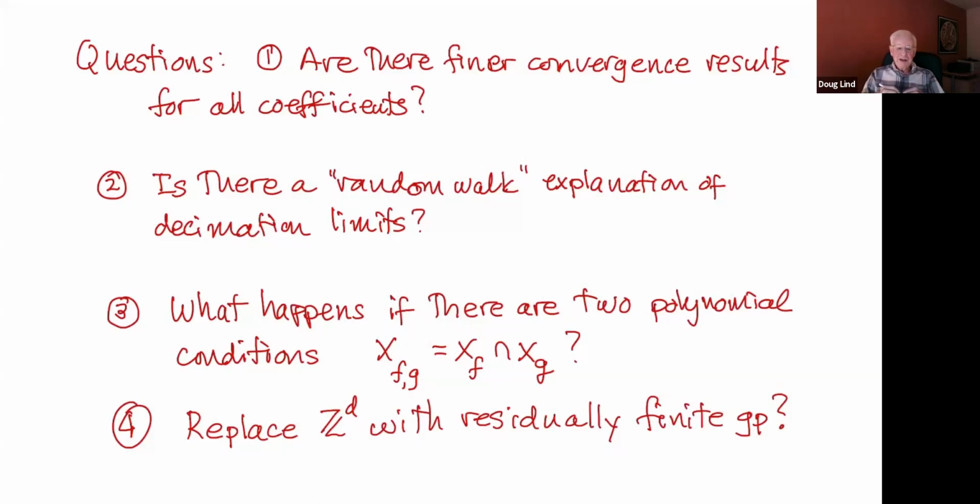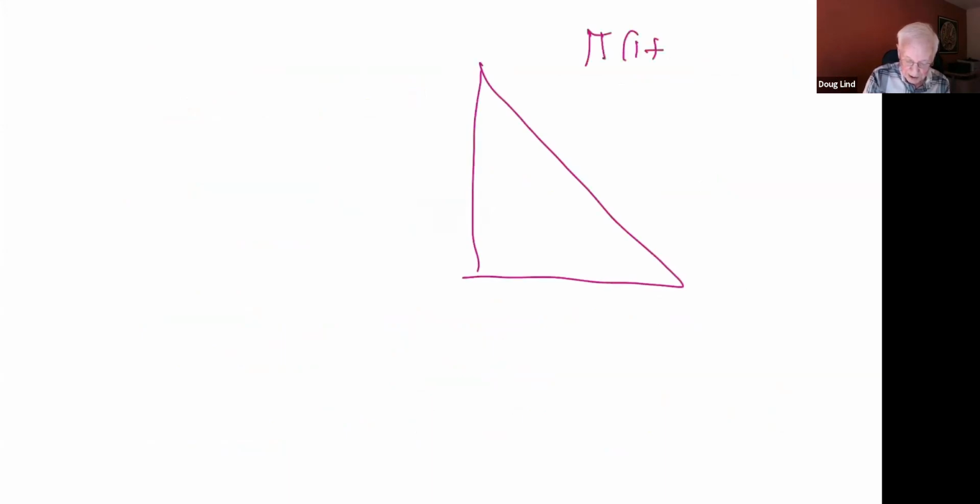The second is, is there a sort of random walk explanation of decimation limits? So what do I mean by that? Well, how do you get it in the 1 plus x plus y case? Remember, you're multiplying 1 plus omega x plus zeta y over omega to the n equals 1 and zeta to the n equals 1. So you end up getting 3 to the n terms. So renormalized, how do you get the coefficient in the middle of the simplex that looks like this?